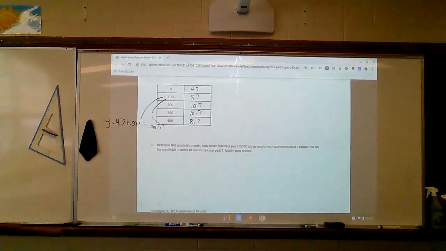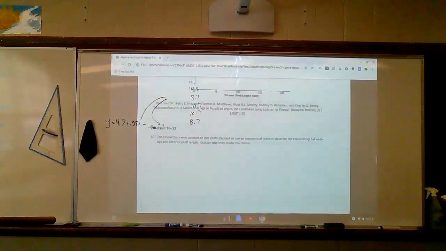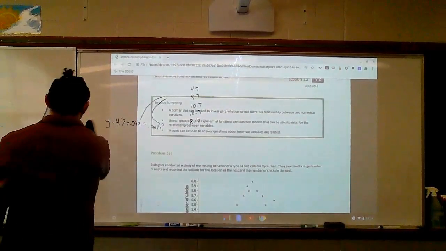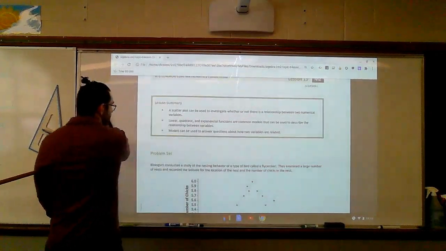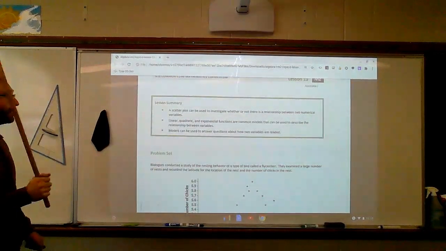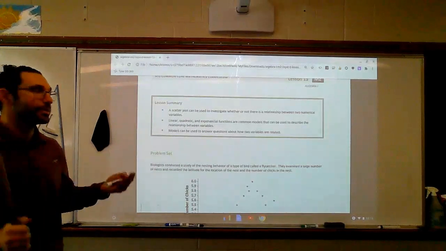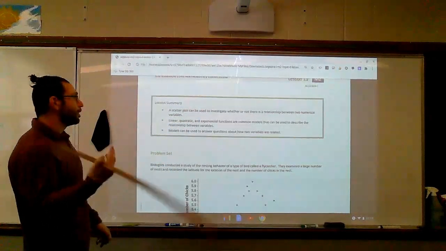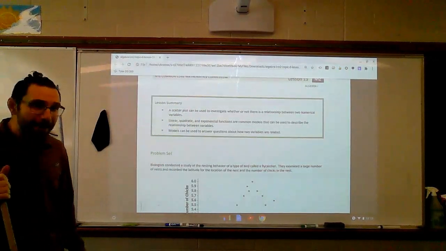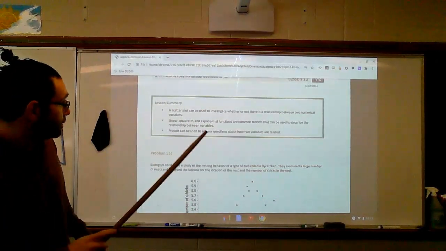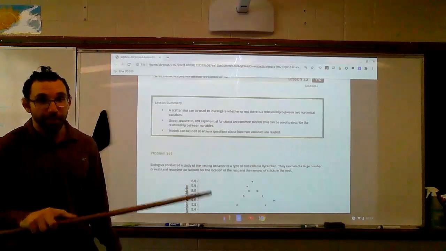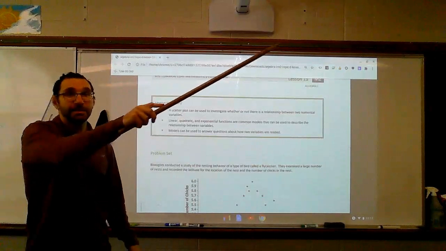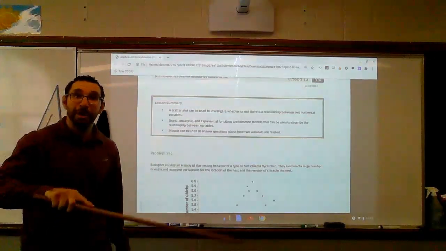Okay, so let's go to the lesson summary real quick. There it is. So here's what you need to know from 12 and 13. A scatter plot can be used to find whether there is a relationship. It could be linear, but it doesn't have to be. Linear, quadratic, exponential, those are all types of functions that you will absolutely see in the real world. COVID is an exponential function. We don't know what the max number of cases could be. Linear, how much I get paid each week. Quadratic, again, that bottle rocket going around.